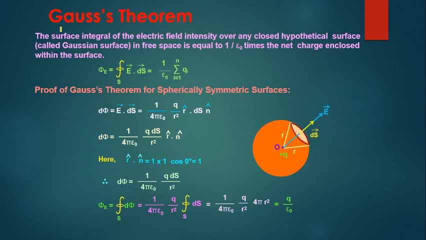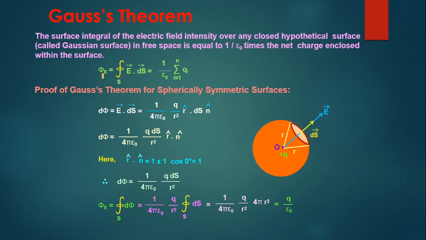Then what is the Gauss theorem? This is an important theorem in electrostatics. It is used to find the electric flux over a closed surface. This theorem states that the surface integral of the electric field intensity over a closed hypothetical surface, known as a Gaussian surface, in free space is equal to 1 by epsilon naught times the net charge enclosed within the surface.